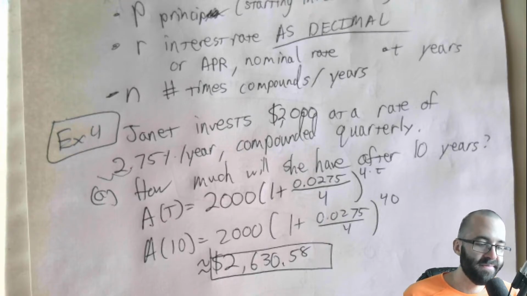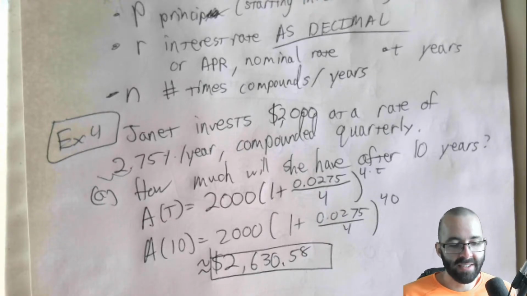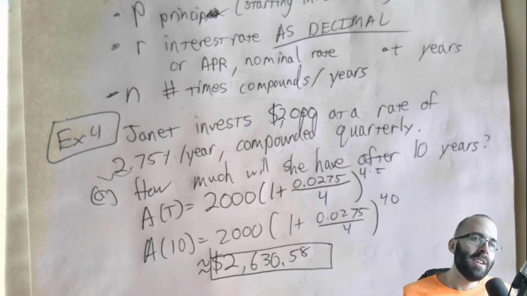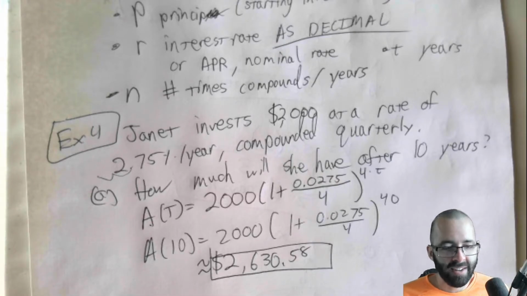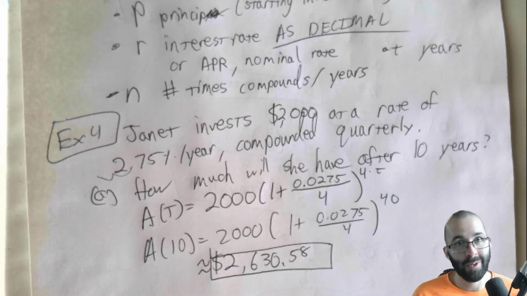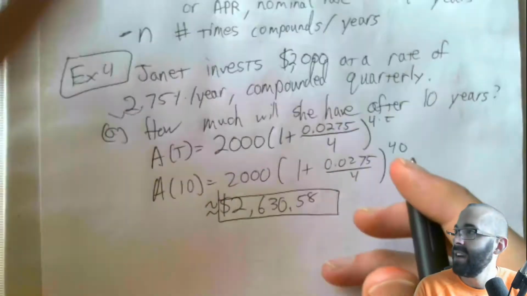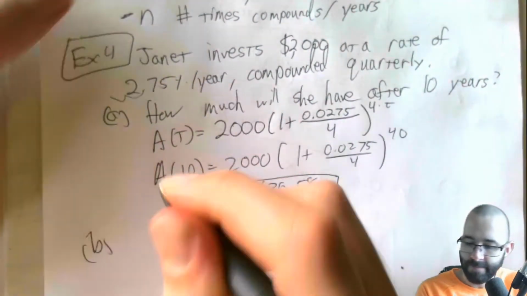So not great. And in fact, that's very similar to inflation. I think inflation's around 2% every year. So if you're investing something and you're getting less than 2%, you're actually kind of losing money. But that's neither here nor there. That's not part of this video. Let's keep on going with part B.